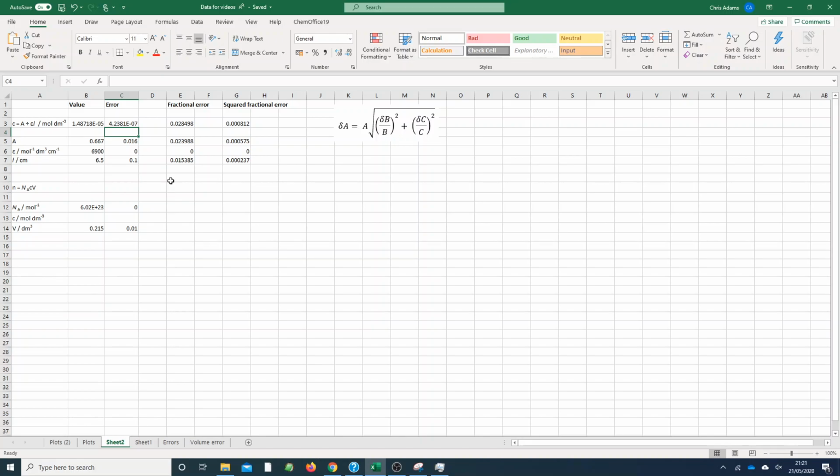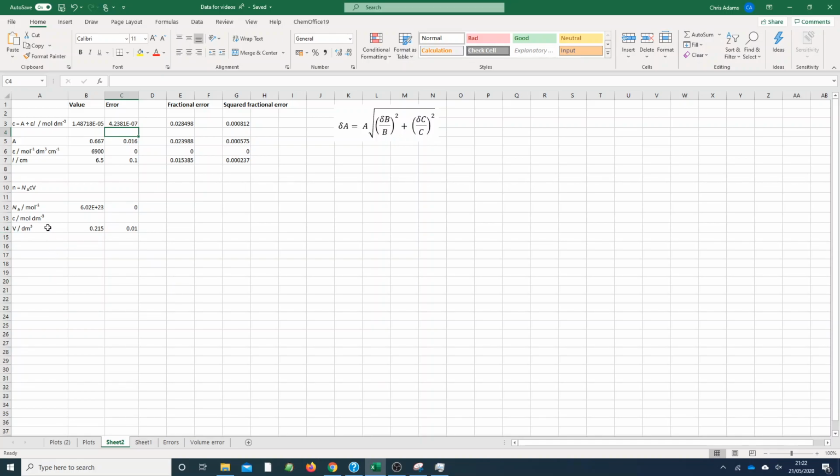If we move down the spreadsheet, ultimately what we want to do is calculate N, the number of molecules in the glass. To do this, we multiply the concentration times the volume. That gives us a number of moles. And then we multiply that by Avogadro's number, which is Na, to give us a number of molecules. So I need Avogadro's number, 6 times 10 to the 23. There's no error in that.